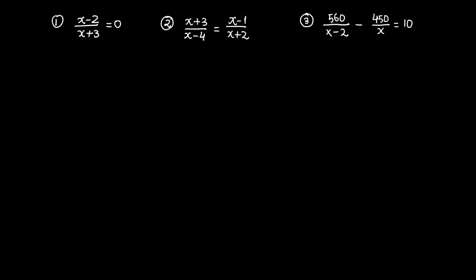In this section, we are going to see how to solve rational equations. We have three equations to solve. Let's start with the first one. The first thing you do is take the domain. That is, the denominator cannot be 0. x plus 3 is different than 0. Then x has to be different from minus 3.